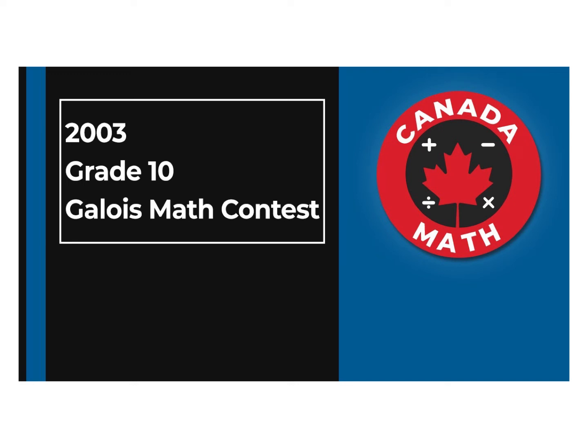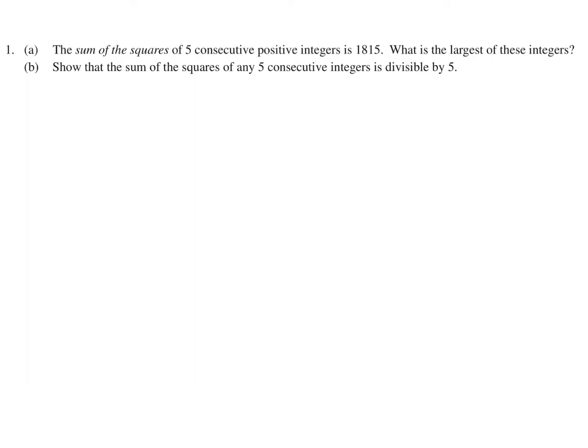2003 grade 10 Galois math contest. Question number 1. The sum of the squares of 5 consecutive positive integers is 1815. What is the largest of these integers?